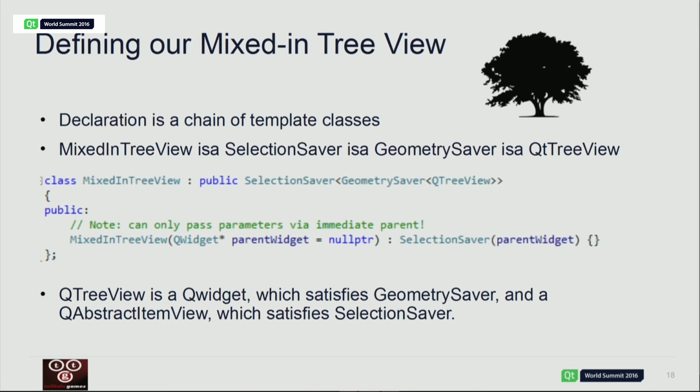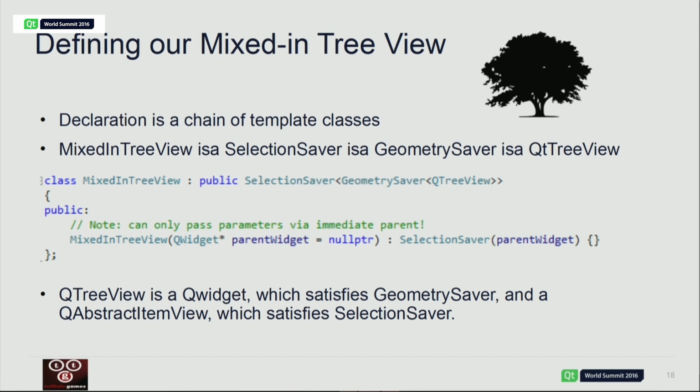Now declaring our actual tree view is just a chain of these template classes, okay? So our mix-in tree view is a selection saver, which is a GeometrySaver, which is a tree view. If we look at it in code, we have our class mixed in tree view, and we derive publicly from a selection saver, which in turn derives from GeometrySaver, which in turn derives from QTreeView. And that satisfies the chain.